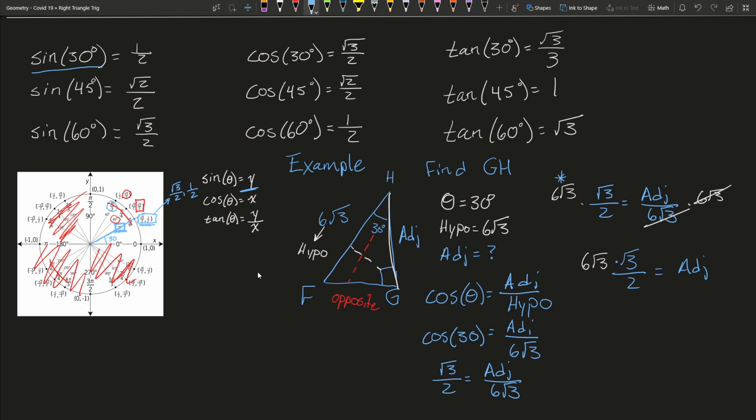And then we need to simplify that numerator. So 6 rad 3 times rad 3. The first thing that you should see is that these rad 3's, there's 2 of them and you're multiplying them together. So that just becomes 3. So then 6 times 3, that's 18. That 2 stays in the denominator. And then 18 divided by 2 is just 9. So the side that we're looking for, HG or GH, is 9. Okay, so again, I'm going to pause there. What questions do you have?